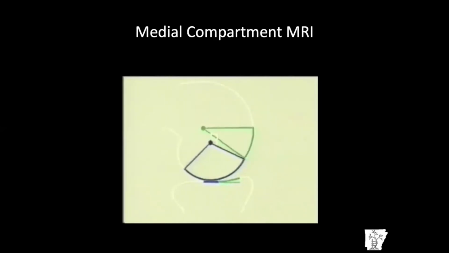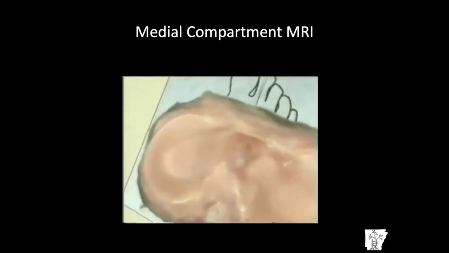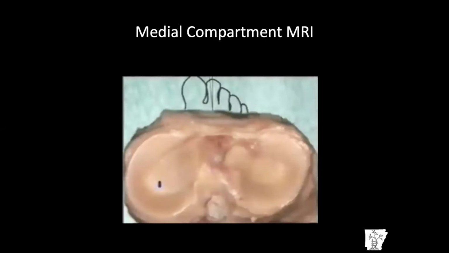Now, if we then take this and transpose this motion over a tibial plateau from an axial view, you can see that there is very little motion appreciated anterior to posterior within the medial compartment, with the femoral condyle staying very well centered on the plateau.